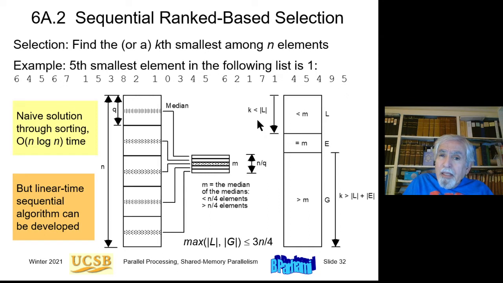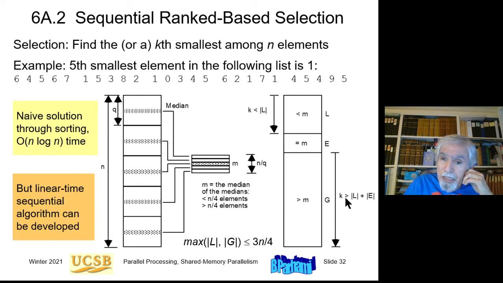Okay? Now, if k is less than size of L, then the kth smallest element is bound to be in this part. So basically, I recursively apply my selection algorithm to this list, which has a maximum size 3n over 4.